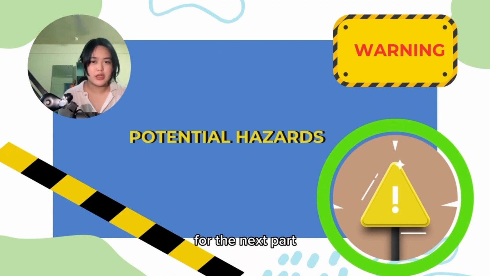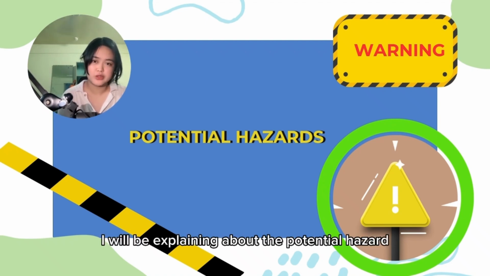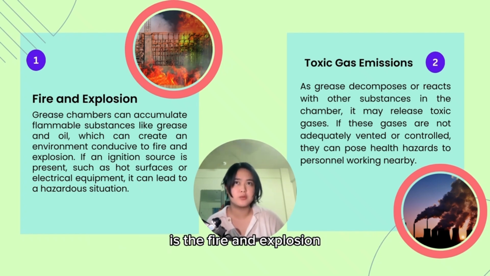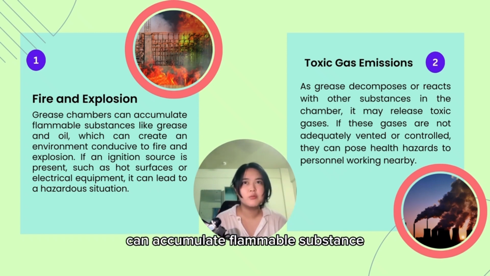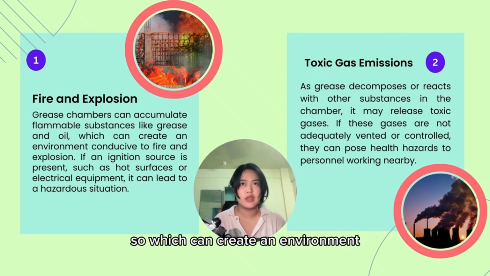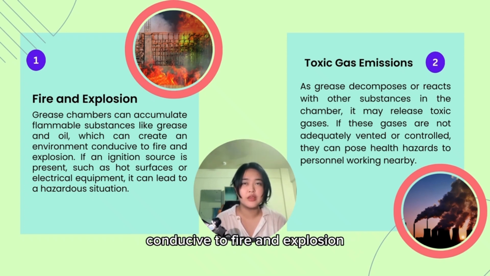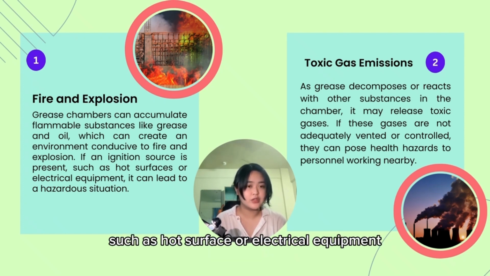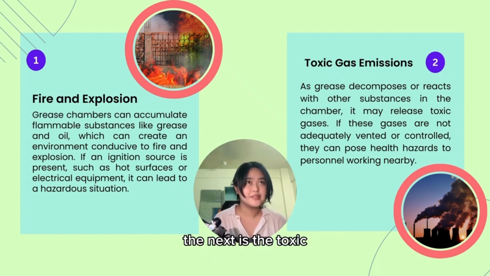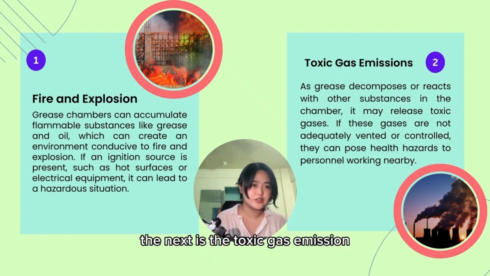For the next part, I will be explaining about the potential hazards. The first potential hazard that has been identified is fire and explosion. The grease chamber can accumulate flammable substances like grease and oil, which can create an environment conducive to fire and explosion. If an ignition source is present, such as a hot surface or electrical equipment, it can lead to a hazardous situation.